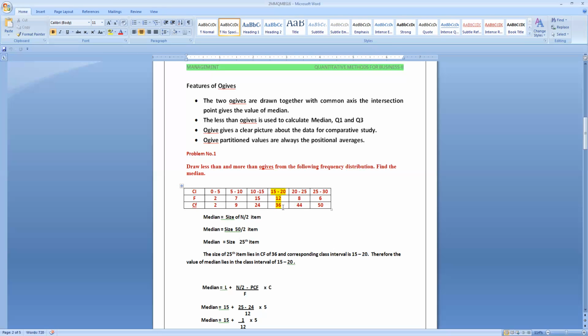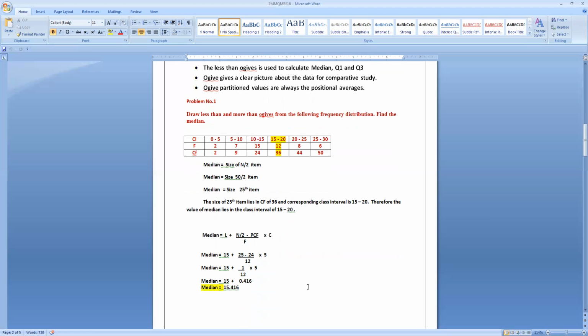After 24, the next highest will be 36. In this 36, the 25th item lies, and the class interval corresponding to this is 15 to 20. Therefore, the value of the median lies in the class interval of 15 to 20. The next thing is that we should calculate the value of median by using the formula. Median is nothing but L plus n by 2 minus PCF by F into C.